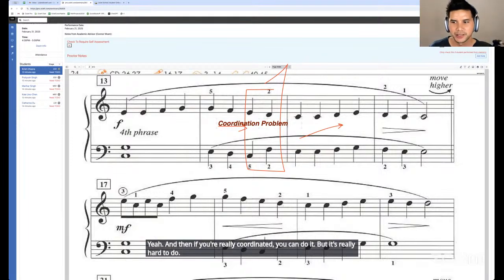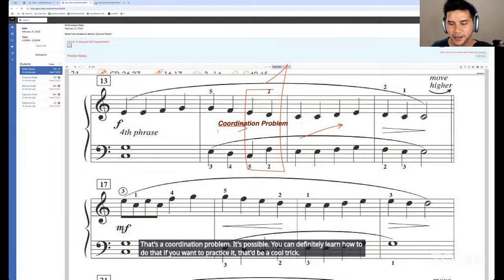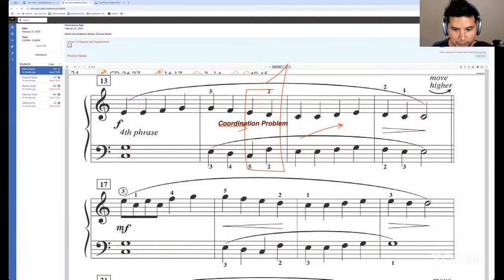What usually ends up happening is one hand copies the other. That's a coordination problem. It's possible. You can definitely learn how to do that. If you want to practice it, that'd be a cool trick. However, that's exactly what's happening here.